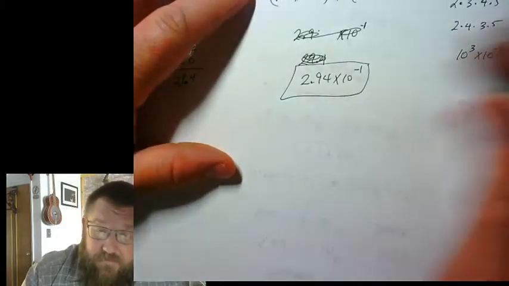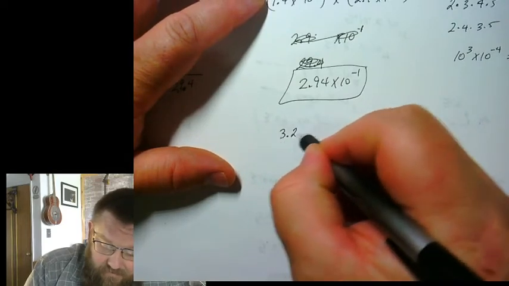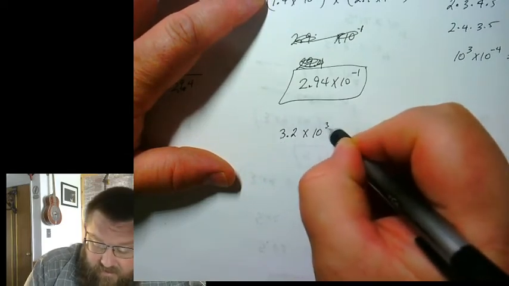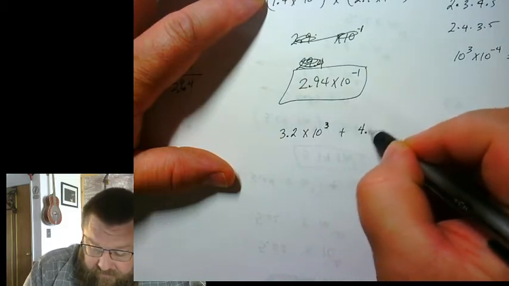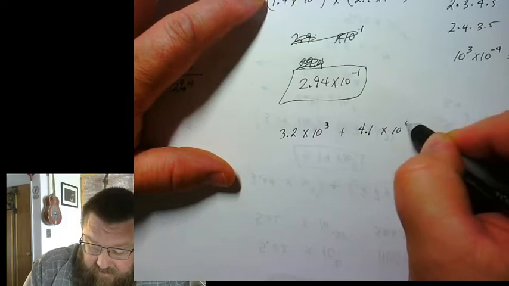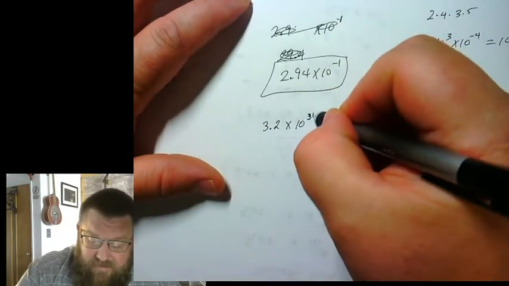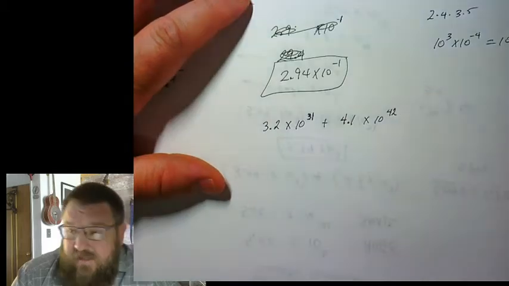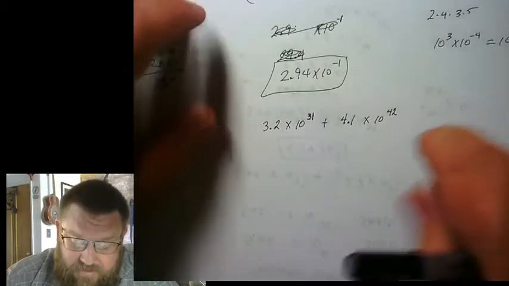Now, what if, without a calculator, let's say we had 3.2 times 10 to the third plus 4.1 times 10 to the fourth. And we wanted to add those together. In fact, let's say this was giant exponents. So you're not going to be able to write that out, right?